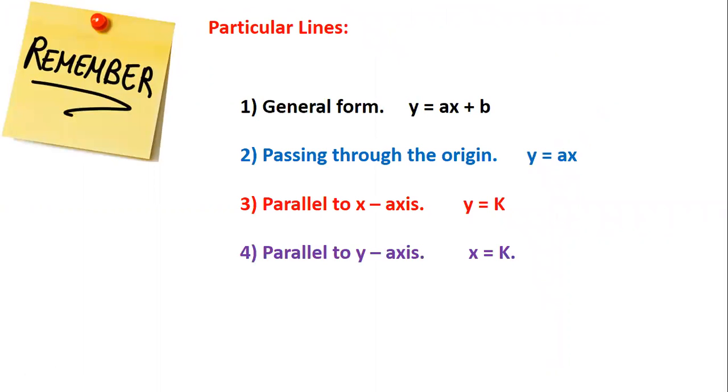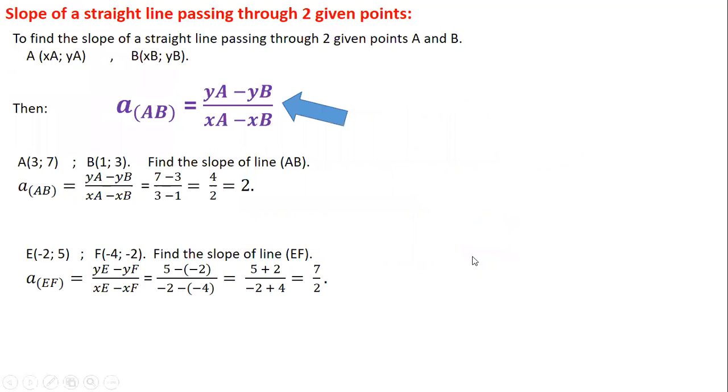So these are the 4 particular lines that we have in any system of axes. We have the general form, which is y equal ax plus b. We have a line passing through the origin, which has y equal ax. We have a line parallel to the x-axis, having an equation y equal k, and I talked about this. It is the ordinates of the points, so y equals the same ordinate. We have a line parallel to the y-axis. It is x equal k.